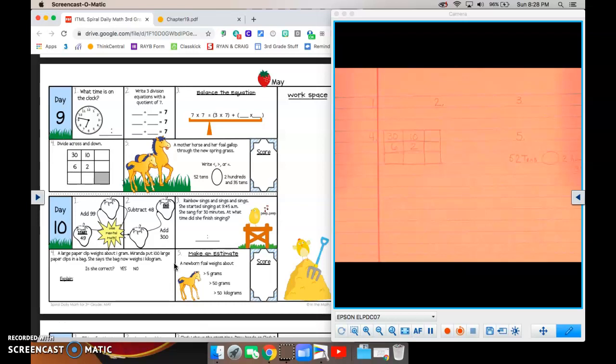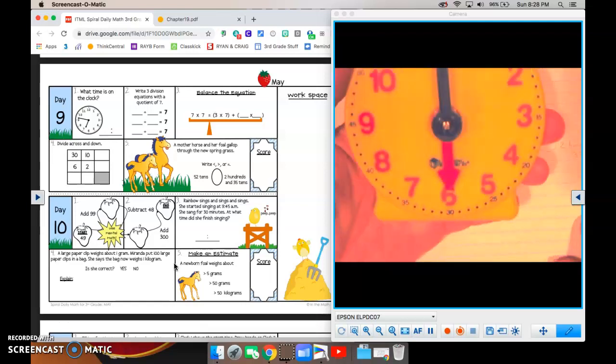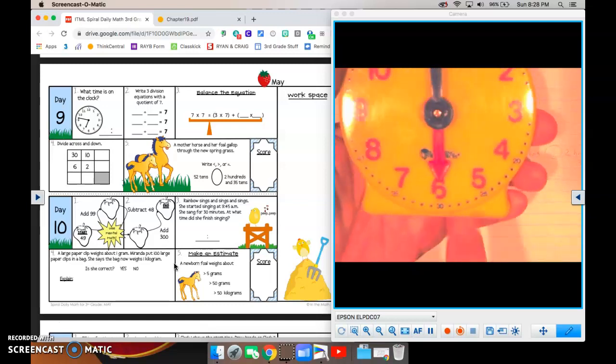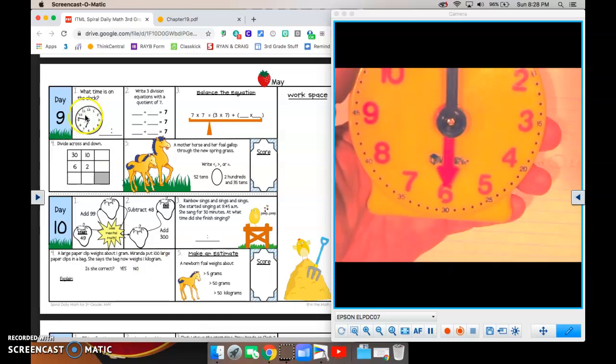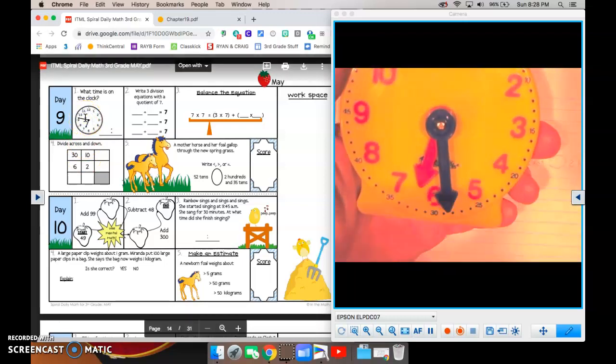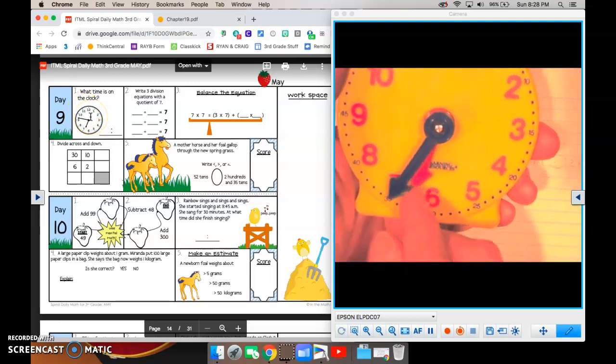And number 1, it's asking us what time is on the clock. So I got my clock here. I got it set to 6 already. But I see the hour hand is somewhere between the 6 and the 7 here, right? Like right there. So I'm going to move that around. Minute hand is between the 9 and the 10.